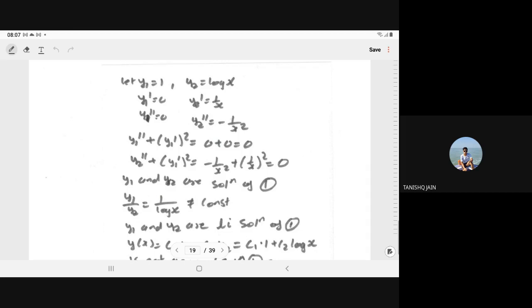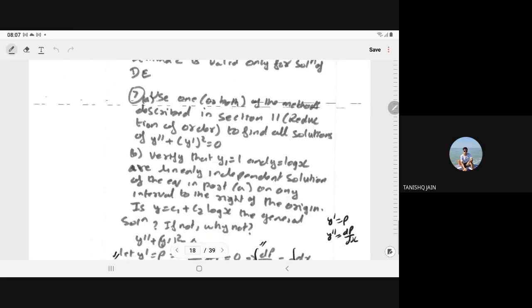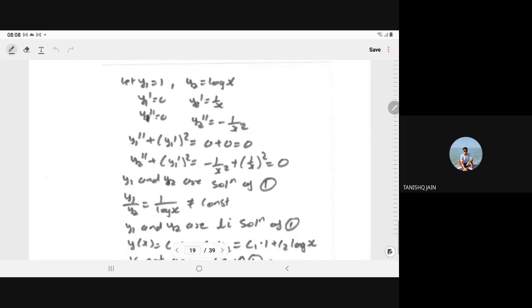So let us now take the B part. Verify that y1 is equal to 1 and y2 is equal to log x are linearly independent solutions of the equation in part A on any interval to the right of the origin. So we take y1 is equal to 1. So y1 dash is equal to 0 and y1 double dash is equal to 0. If you take y2 is equal to log x, y2 dash is equal to 1 upon x, and y2 double dash will be minus 1 upon x square.